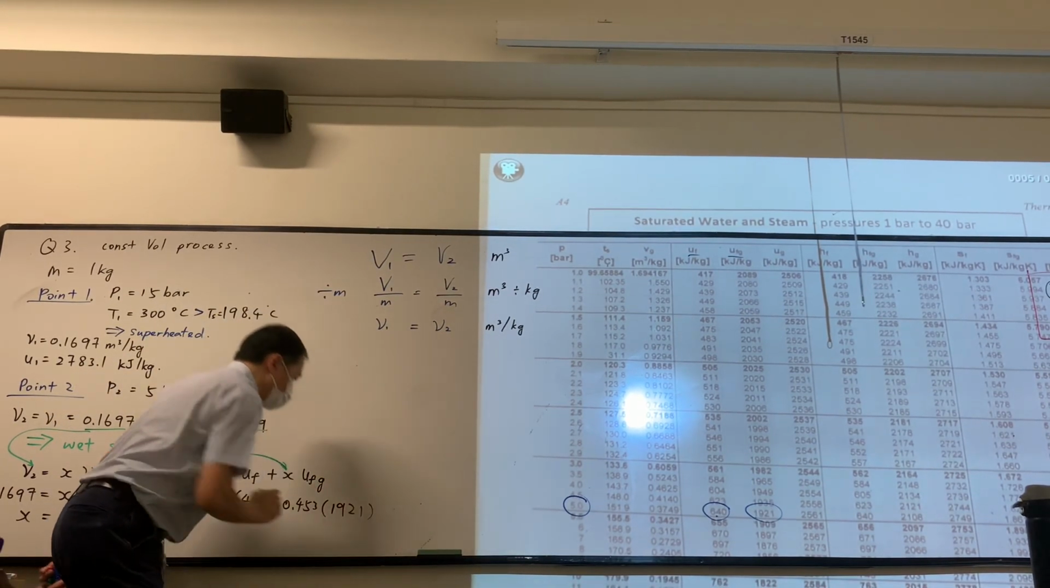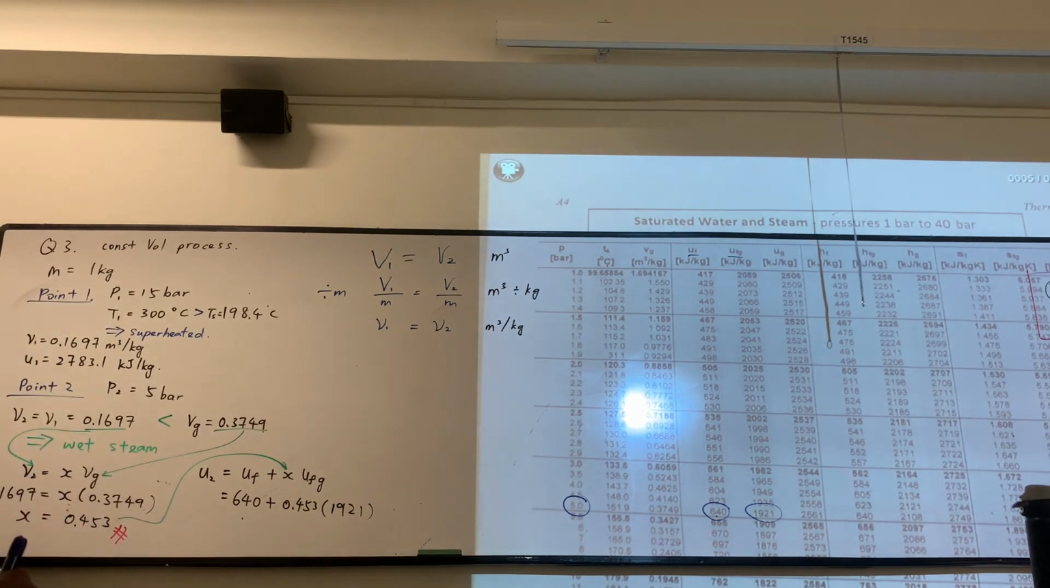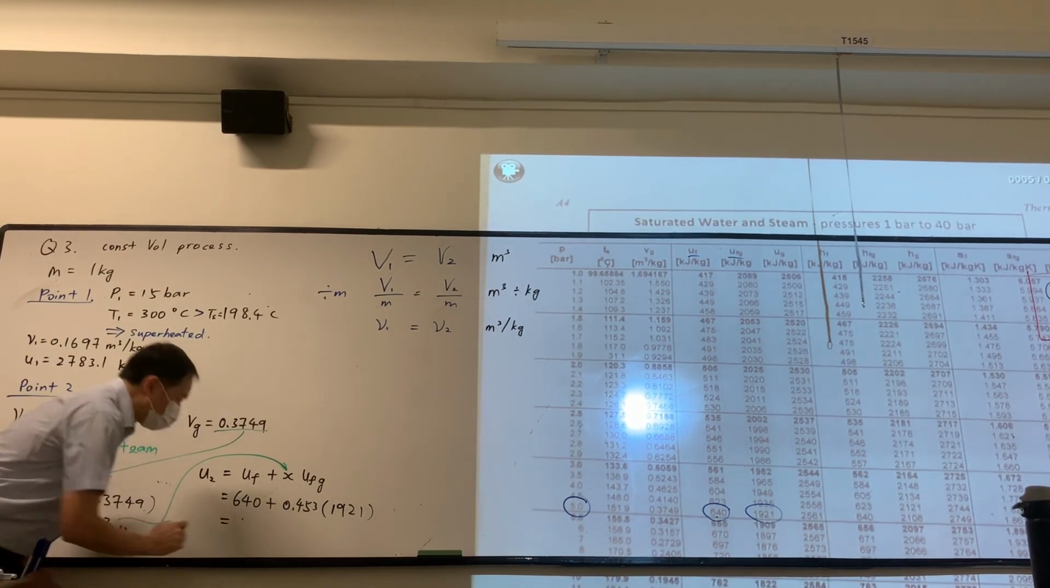Okay, different question now. Are you doing this question or only the other question? Can someone help me get this value?